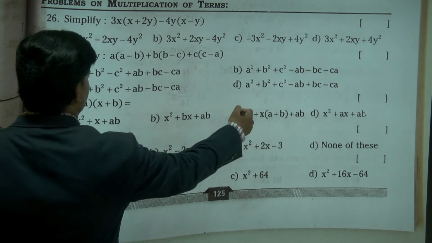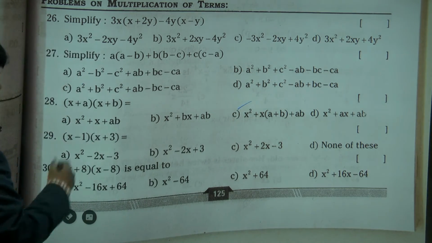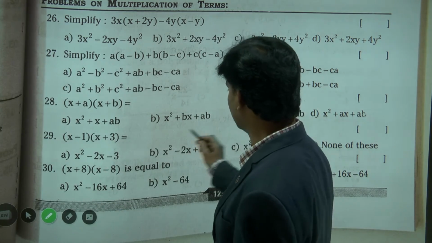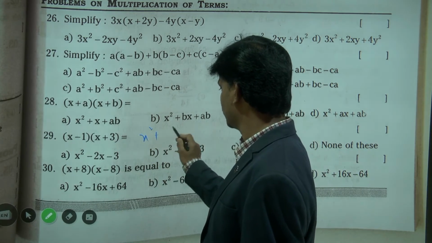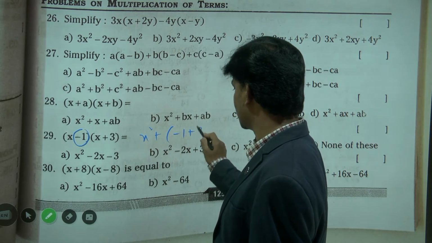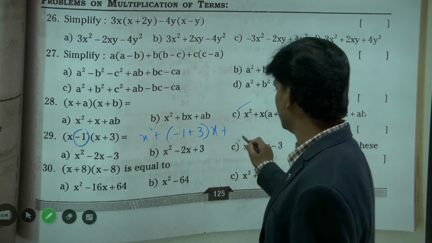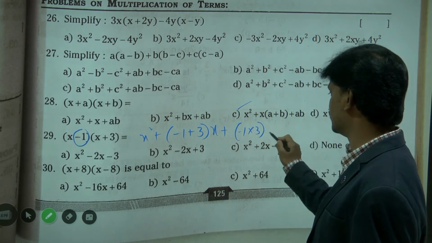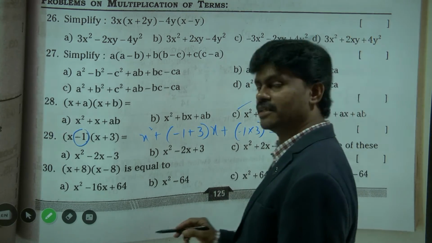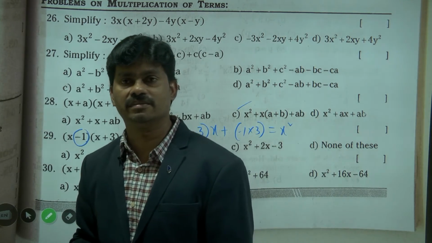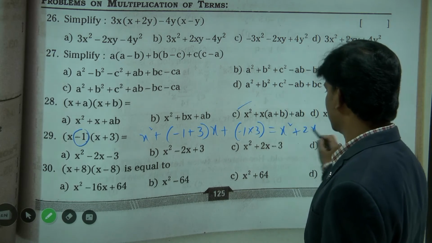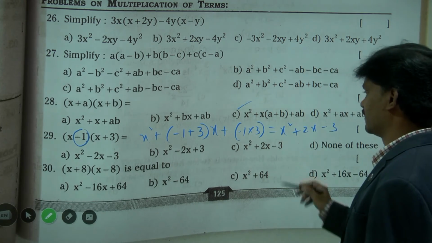Then option C is correct. X minus 1, x plus 3. We apply the same rule here. X square, I am applying the same rule, plus a plus b. What is a? Minus 1. What is b? Plus 3 of x into minus 1 into 3. Here x square minus 1 plus 3. Minus 1 plus 3 is how much? 3 minus 1 is 2. 3 ones are 3. X square plus 2x minus 3.